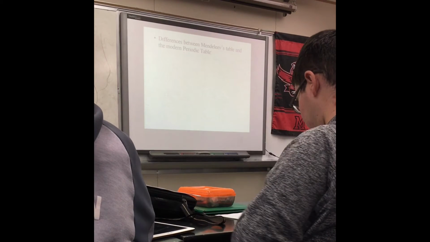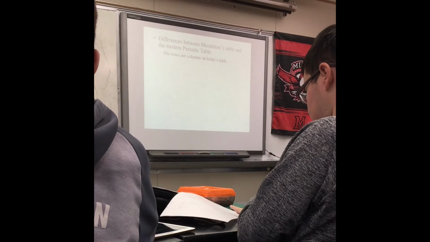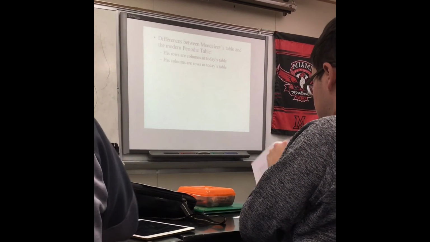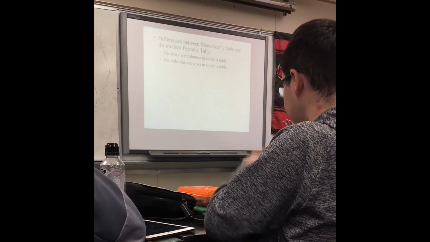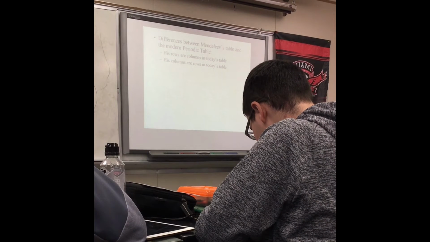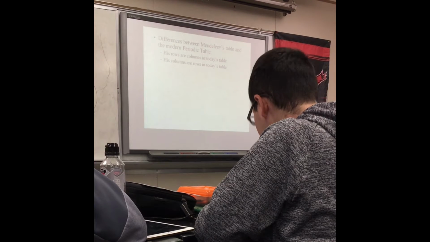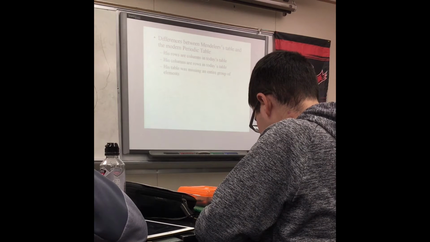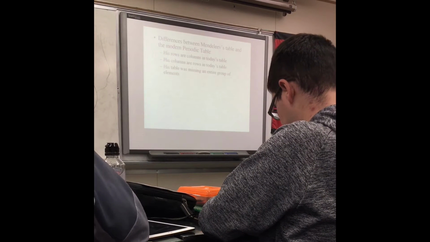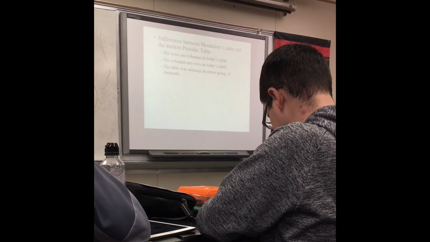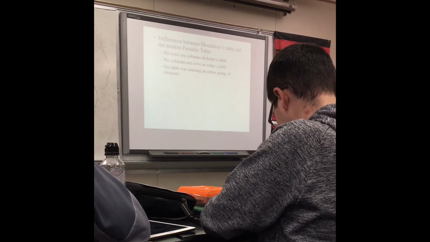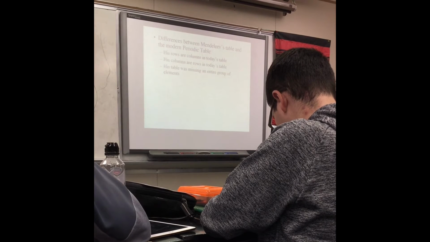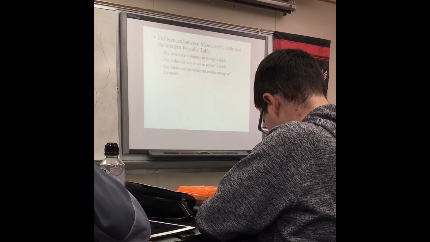What is the difference between his table and the modern periodic table? His rows are columns in today's table, and of course, his columns are rows in today's table. It's like if we took the periodic table and turned it 90 degrees, that would be kind of what his table would be like. But he did notice that in his pretty primitive periodic table, there was a whole group of elements that must be missing. Does anyone have any idea what group of elements might be missing on the periodic table?